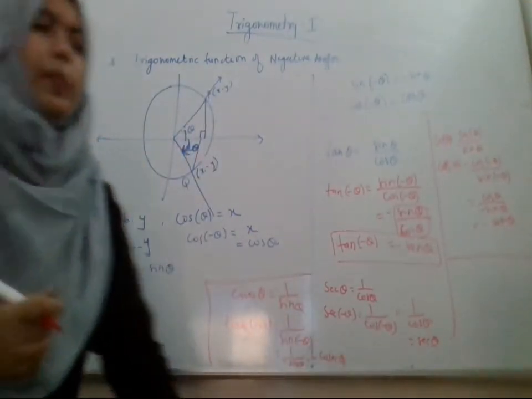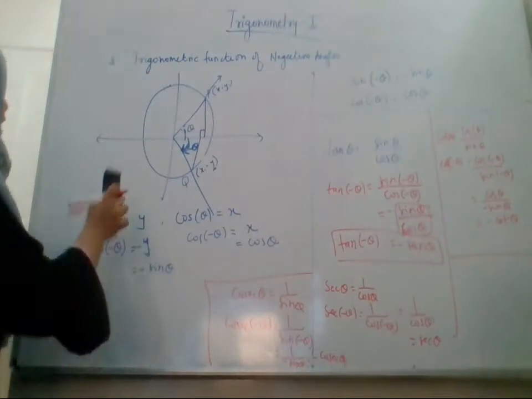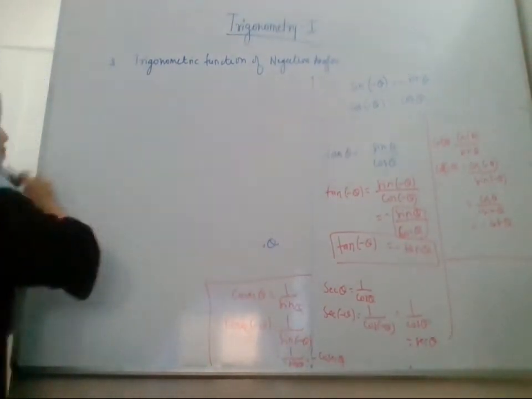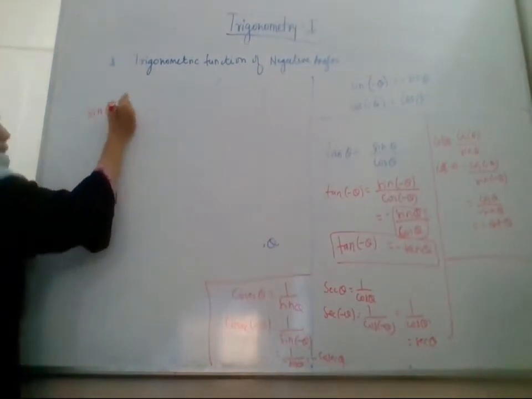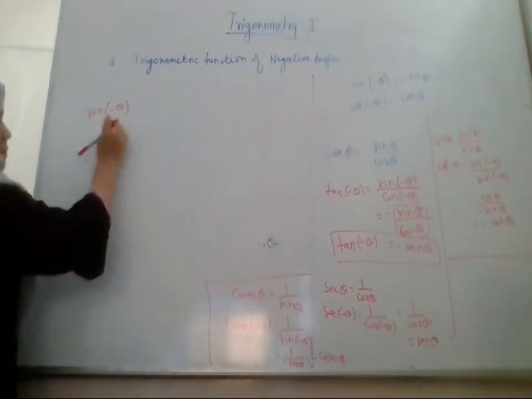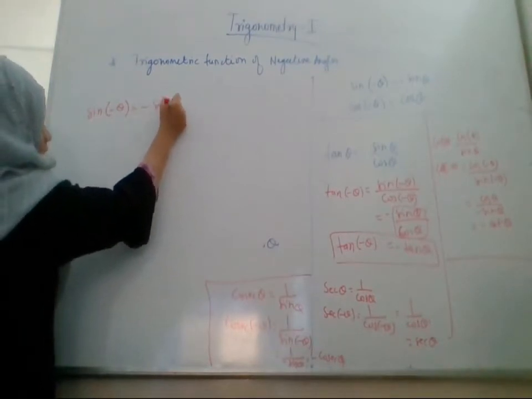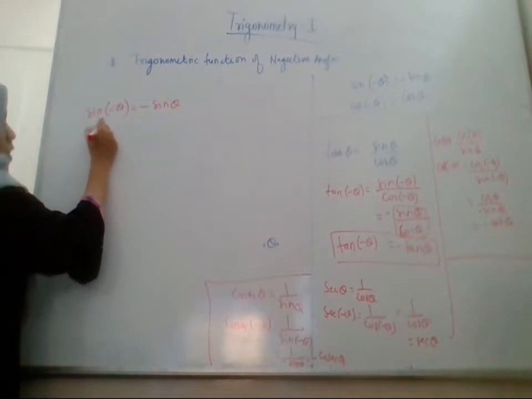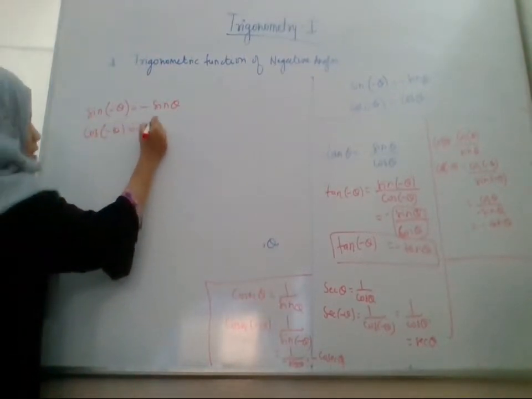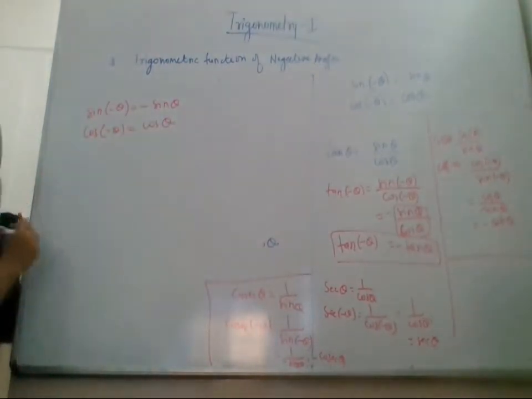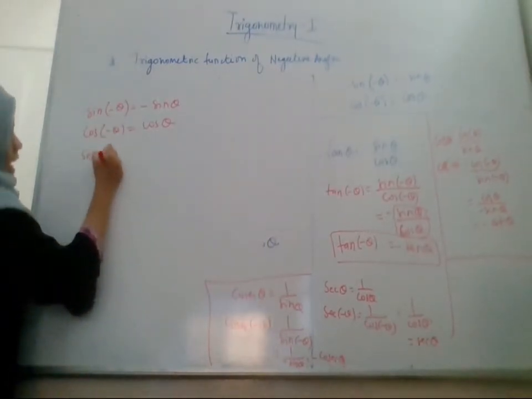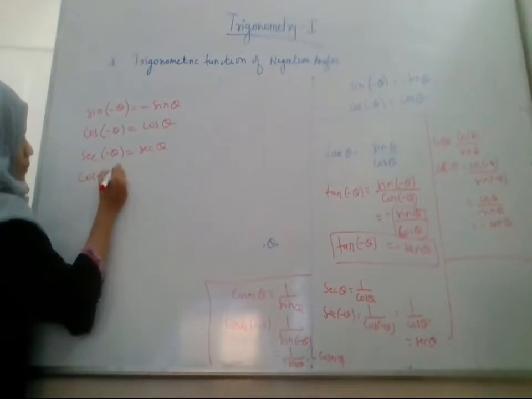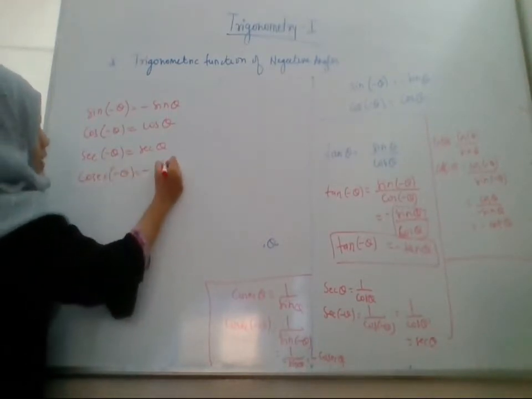So we have got the values of trigonometric functions at negative angles. For sine minus theta it is minus sine theta, the negative sign comes out. Then cos minus theta is cos theta only. Similarly, sec minus theta is sec theta only. Cosec minus theta will be minus cosec theta.